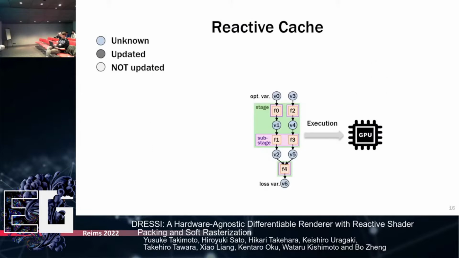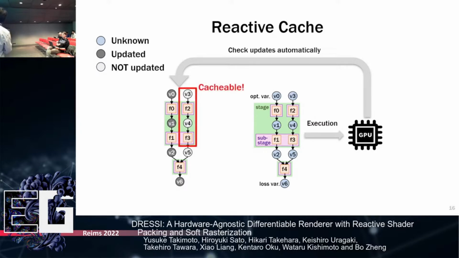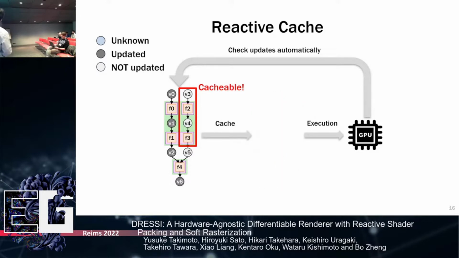Okay, let me explain the reactive cache in our system next. Suppose that this is some graph, and after executing several times, our system checks updates automatically on the graph. Some nodes are updated, but there are some constant nodes. We draw the updated nodes in dark gray, and not updated in light gray. Notice that from B3 to B4 is not updated, so it is constant. It can be cacheable, so we cache this part. Then we get a simplified graph by removing this part, which allows much faster computation.